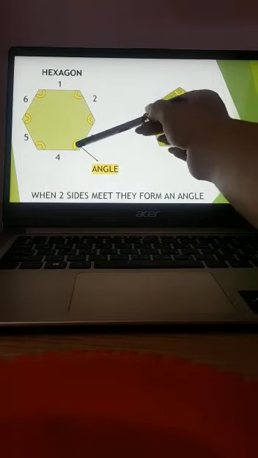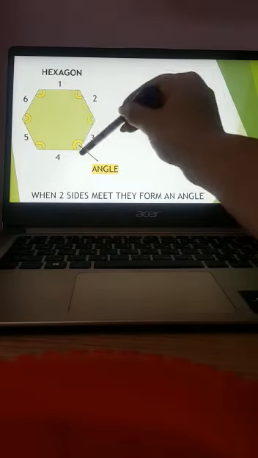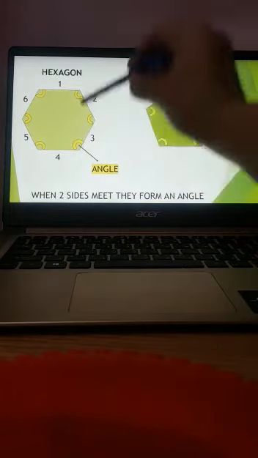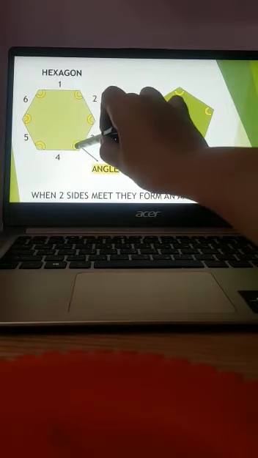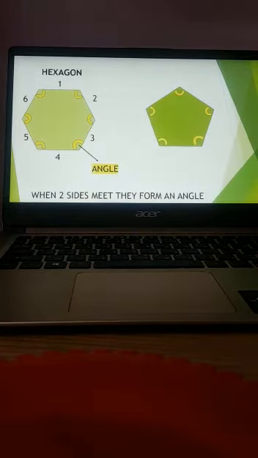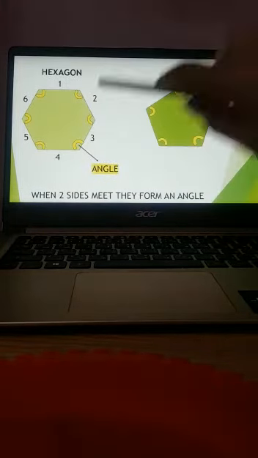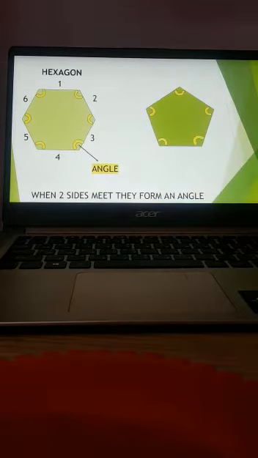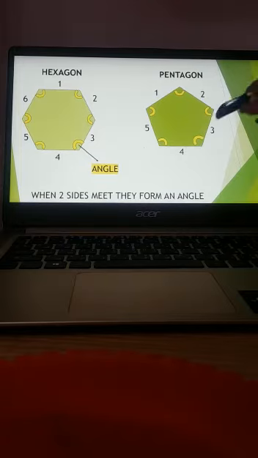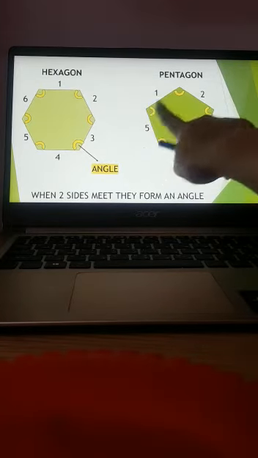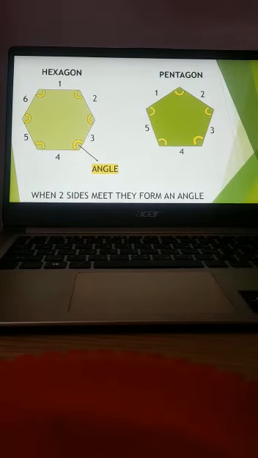This is an angle. Here are the 2 sides, okay? So when the 2 sides meet, they form an angle. So again, this is an angle. This is the angle of the hexagon, okay? This is the pentagon. This is the angle of the pentagon. This is an angle, this is an angle, this is an angle, this is an angle, and this is also an angle, okay?